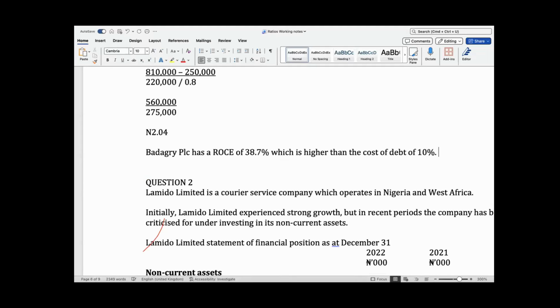However, the net profit margin declined slightly, because it's not a great decline. It declined slightly to 44.2%, which is still okay.